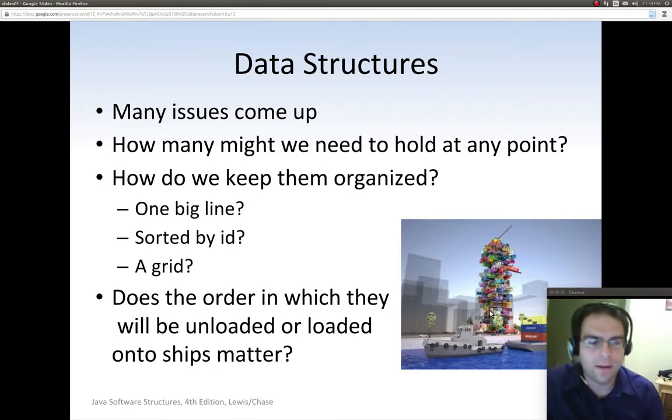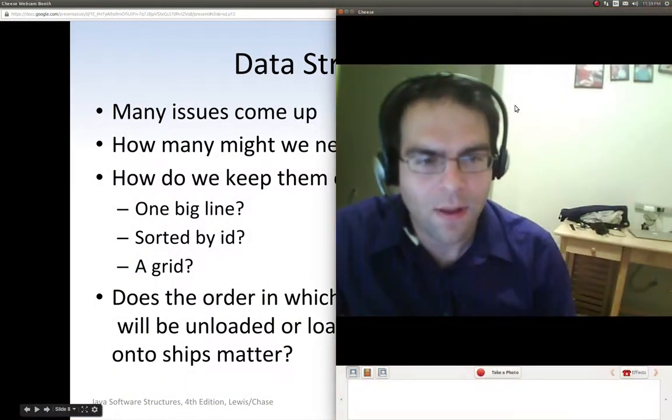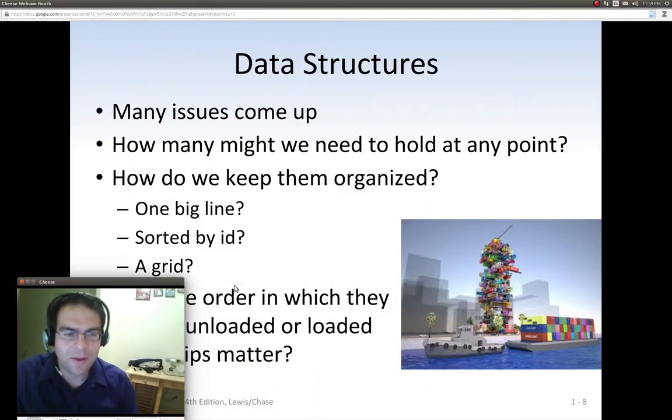So how many containers might you need at any point? Sorry, I'm trying to move myself out of the way. There you go. How many might you need at any point?